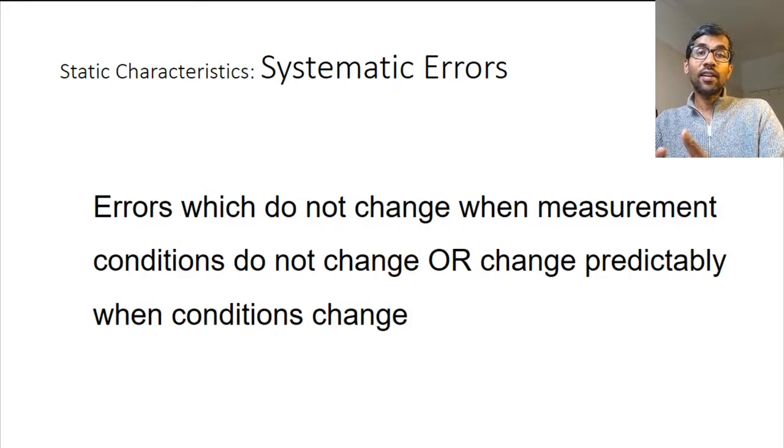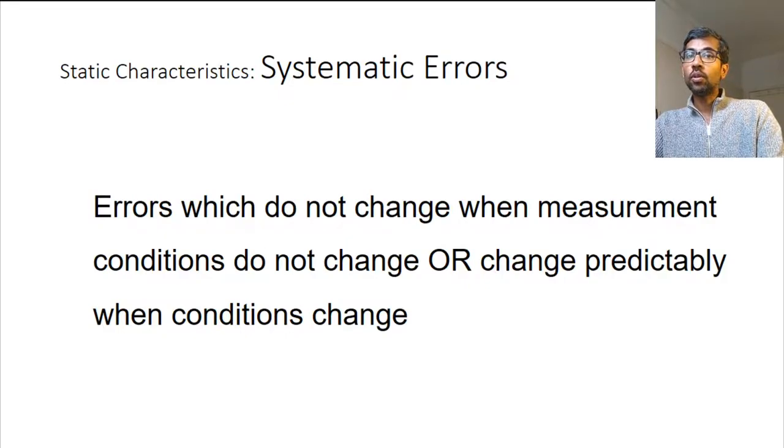So, systematic errors are errors that do not change when measurement conditions do not change, or they change predictably when conditions change. Okay, so let's say you're measuring a quantity using a sensor, and as you measure the quantity again and again, an error keeps appearing, exactly the same error, same value of error. That is a systematic error.